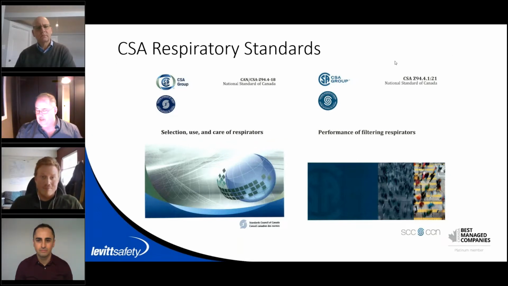It's a decimal point, Matt, obviously. No, sorry. So on the screen, thank you. That visual is helpful. So we have a couple different standards that are relevant to respiratory protection for us here in Canada. The one on the left, titled Selection, Use, Care of Respirators, is the standard that's been around for many years. You can see the number up at the top there, and it's -18. The 18 stands for the last year it was published.